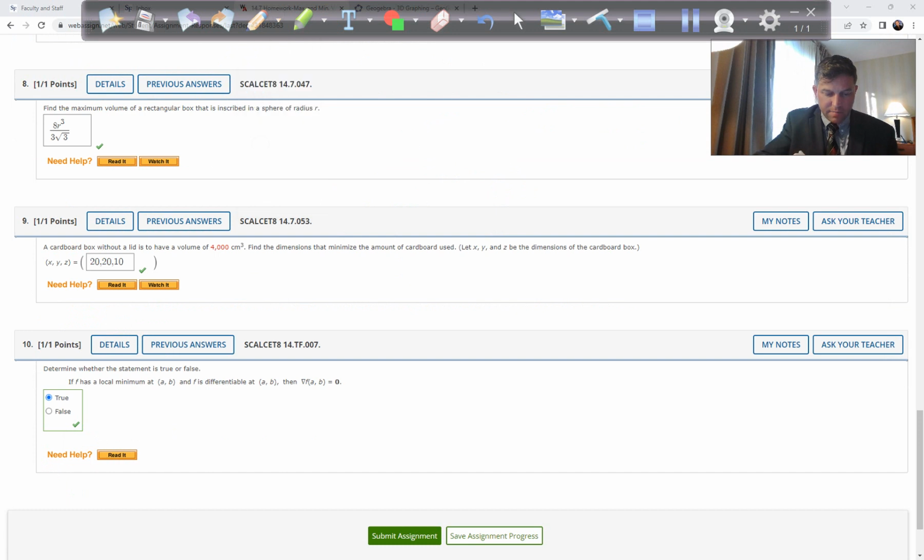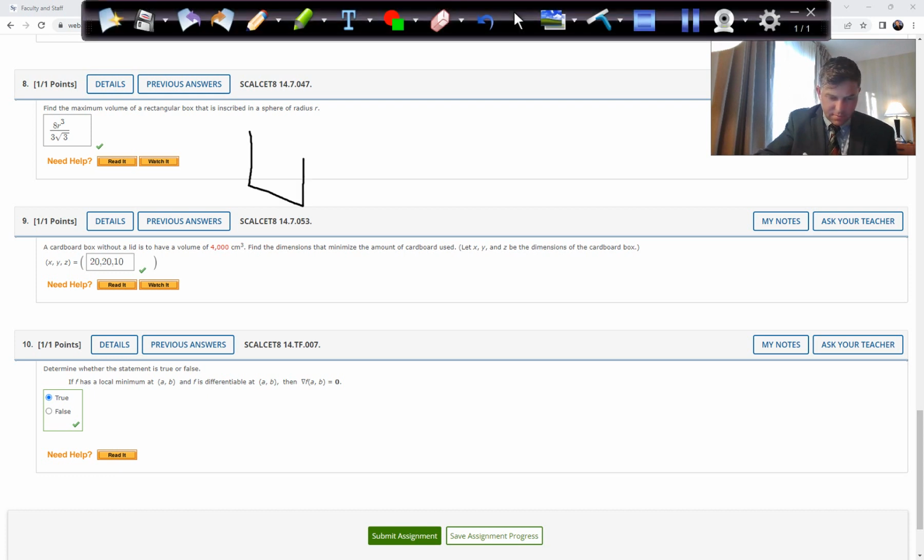Okay, problem 9 isn't quite as bad. We have a cardboard box that we want to make, and it says let x, y, and z be the dimensions of the cardboard box. So basically we have a cardboard box, and okay, so it looks something like this. This is the x direction, y direction, z direction. And it says the volume of this, which would be just x times y times z, has to be equal to 4,000 cubic centimeters.